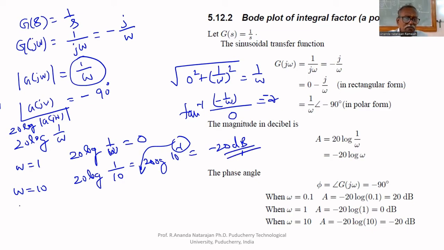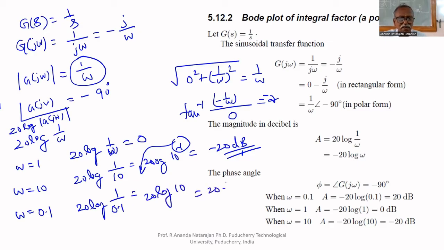So, minus 20 dB. When omega equals 0.1, what will you get? 20 log 1 by 0.1, that is equal to 20 log 10. 1 by 0.1 equals 10, that is equal to 20 dB. When omega equals 0.1, it is 20 dB. When omega equals 1, it is 0 dB. When omega equals 10, minus 20 dB.